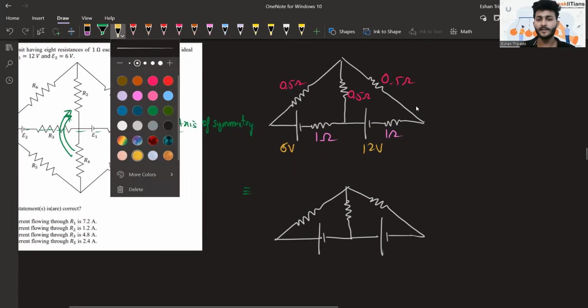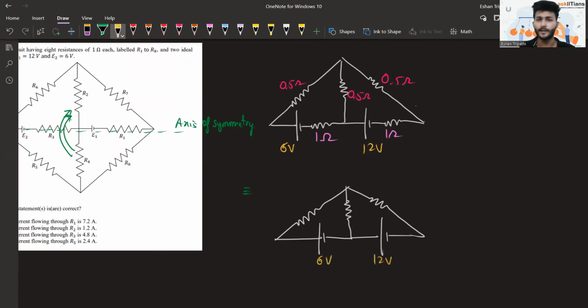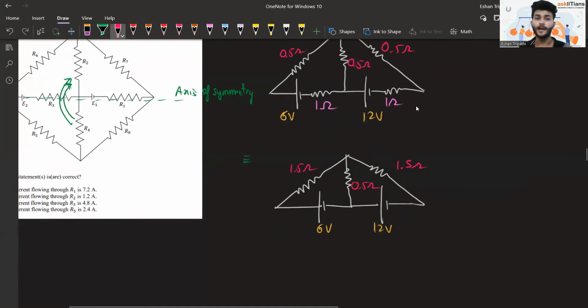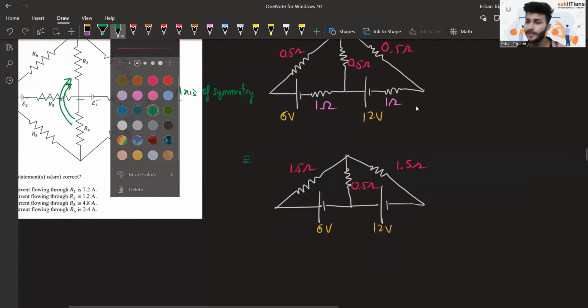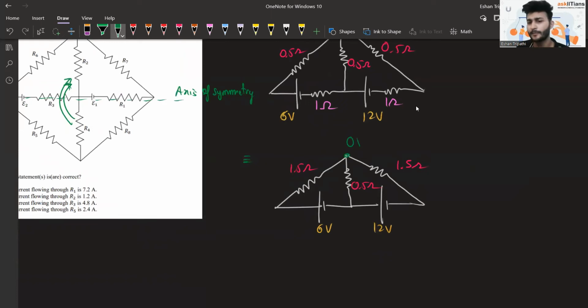We are going to write the batteries' potentials, 12 volt over here, 6 volt over here. And the resistances, we know, are going to be 1.5 ohms, 1.5 ohms. And this is 0.5, which stays as it is. Now, since we're using nodal analysis, first of all, we'll choose a point of 0 volt. Let me take this as the point of 0 volt potential. This point I'll take as X.